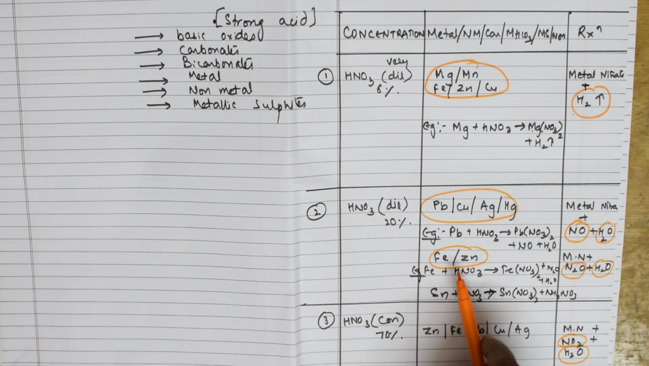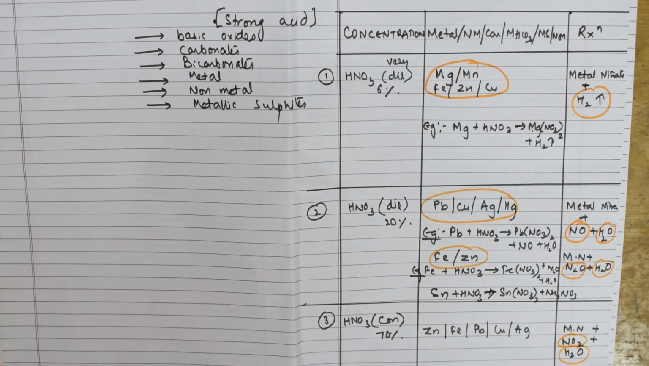Suppose if you're taking more reactive metals like iron and zinc, you'll be getting N2O plus water. Further, when you're taking concentrated nitric acid, you will be getting NO2 gas. Remember, the concentrated one gives nitrogen dioxide gas as well as water. So this is the basic logic, the basic reactions which we have to study or tabulate for nitric acid. Right.